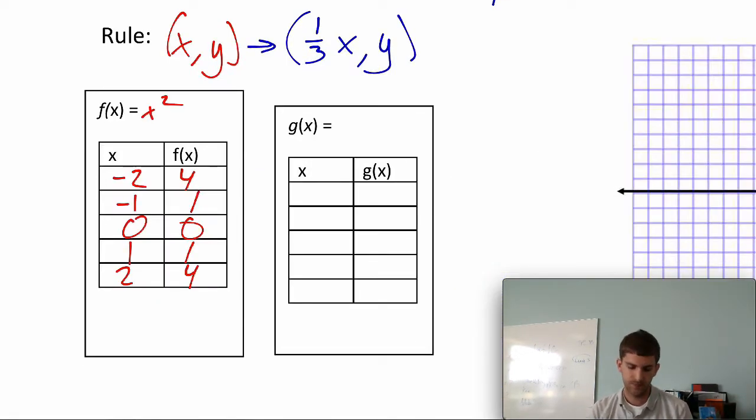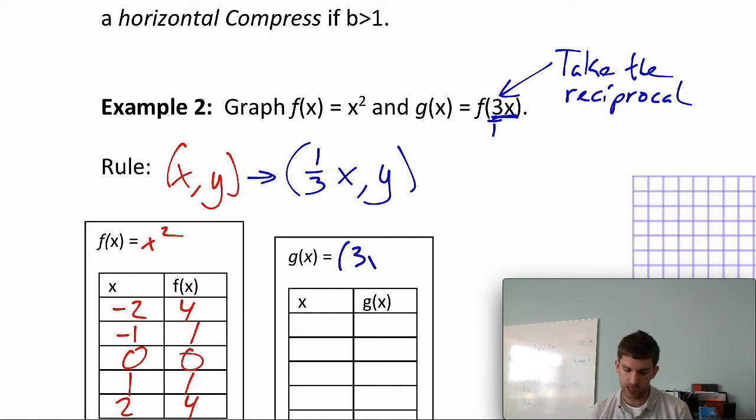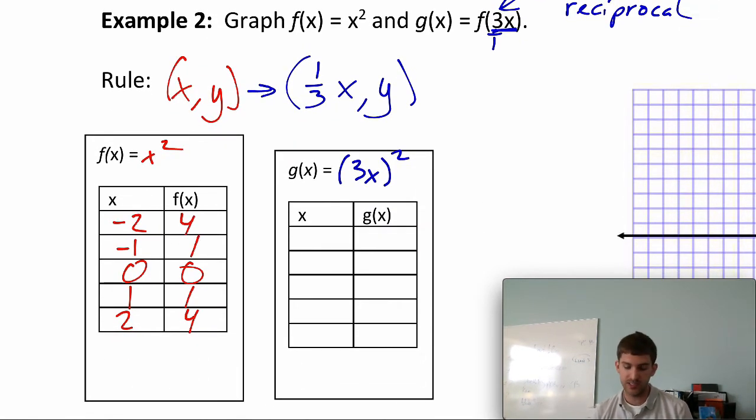Now for g of x, we're going to replace x with 3x here. So instead of x squared, it's going to be 3x squared. Now, using our rule, our y value is going to stay the same. It's still going to be 4, 1, 0, 1, and 4. The x values are going to become way, way smaller. We're going to multiply each of those x values by 1/3. So -2 times 1/3 becomes -2/3. -1 times 1/3 is -1/3. 0 times 1/3 is 0. 1 times 1/3 is 1/3. And 2 times 1/3 is 2/3.